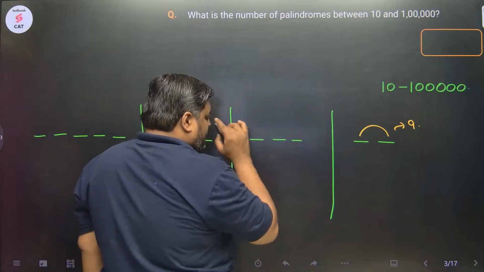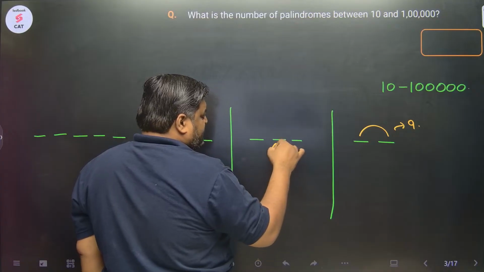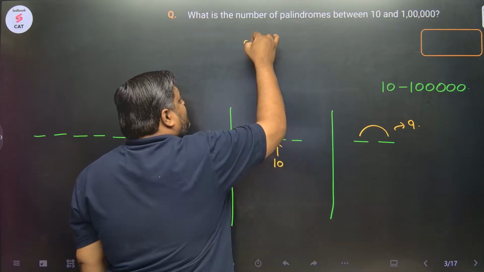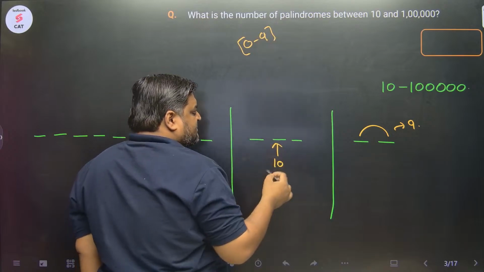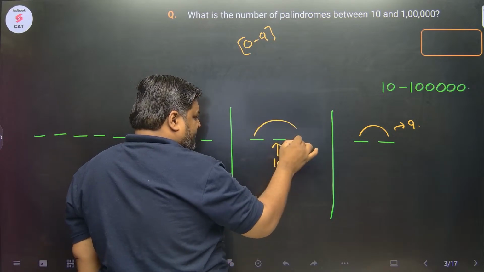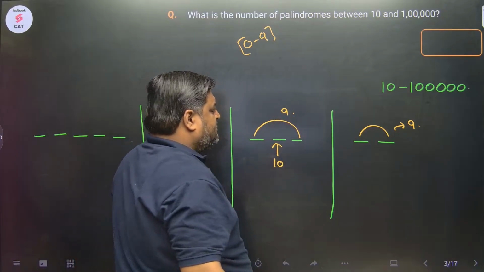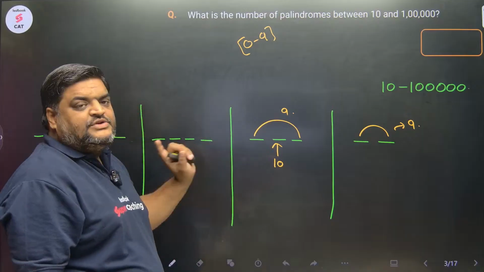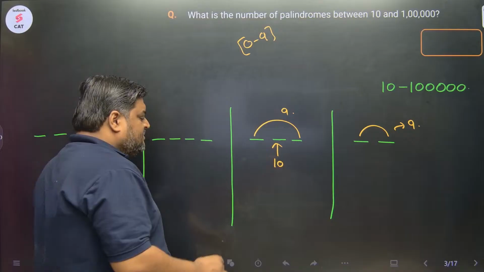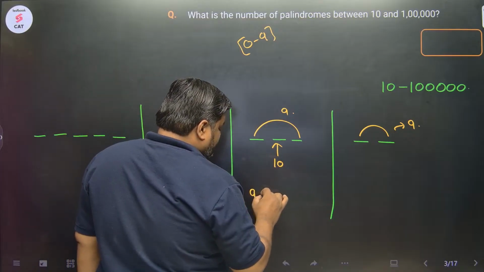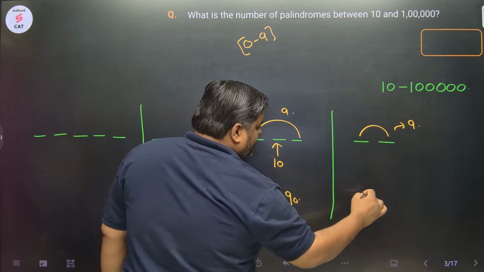Now 3-digit palindromes. For the middle digit I have 10 options, from 0 to 9, I can put anything. But for first and last, I have 9 options, because I cannot put 0 at the first. So for first and last, I have 9 numbers as an option. So the answer would be 9 cross 10, which is 90 over here. And for 2-digit, 9 cross 1, which is 9 over here.